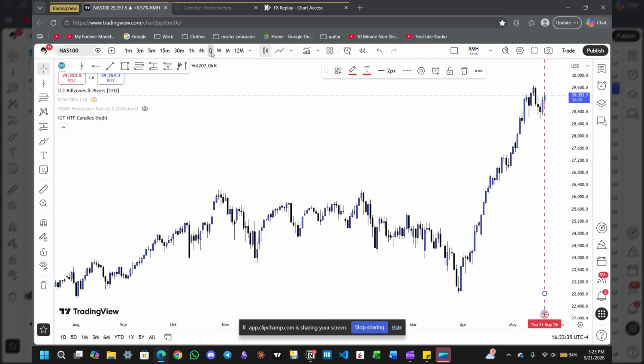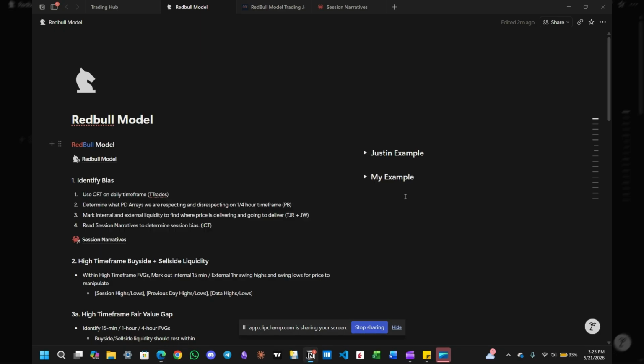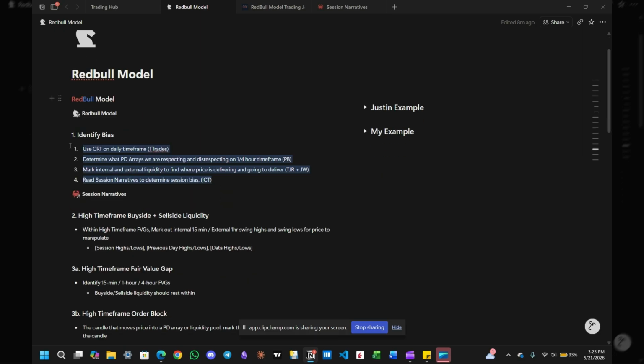Okay, first things first, let me show you this. This is how I find my daily bias every morning. Four steps, and I do it all, and I determine either bullish or bearish based on each.